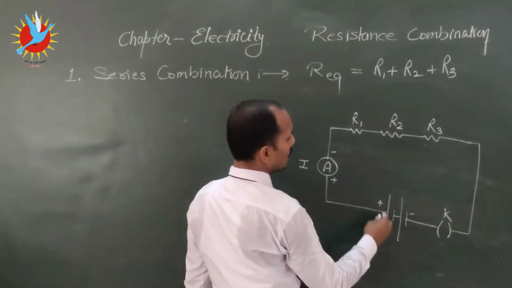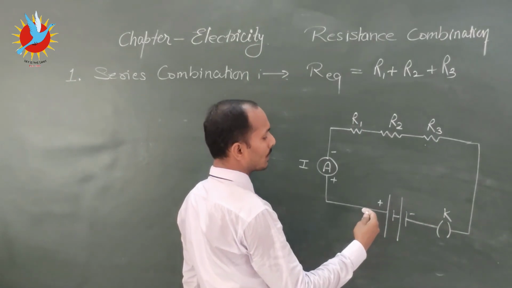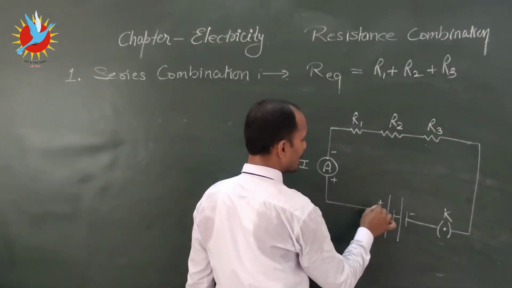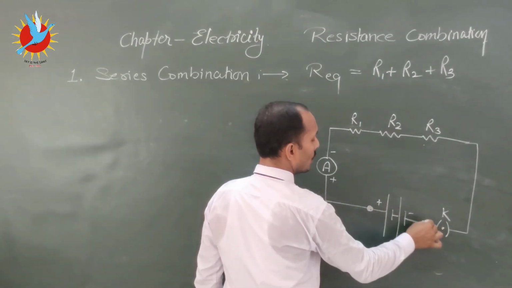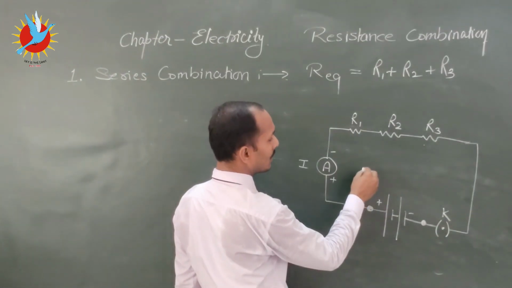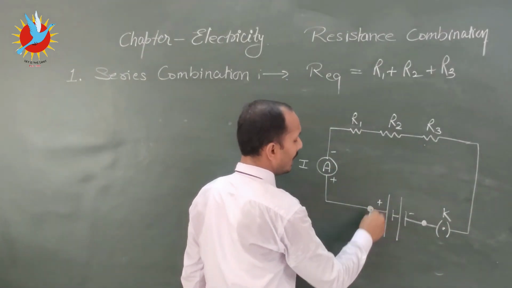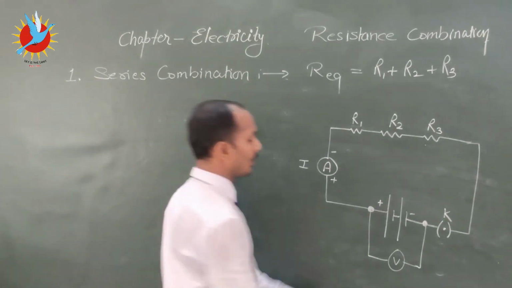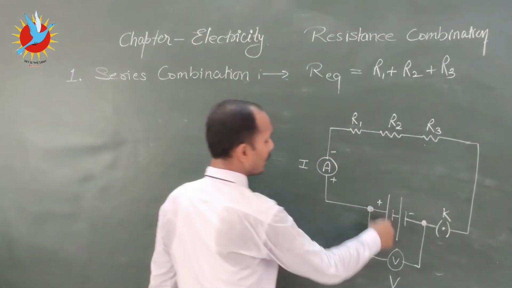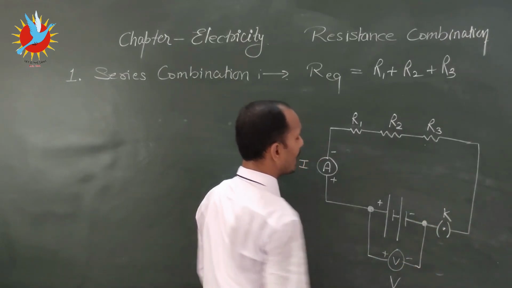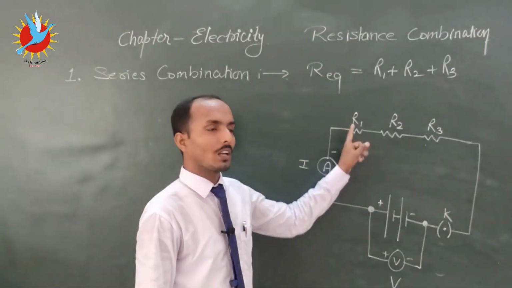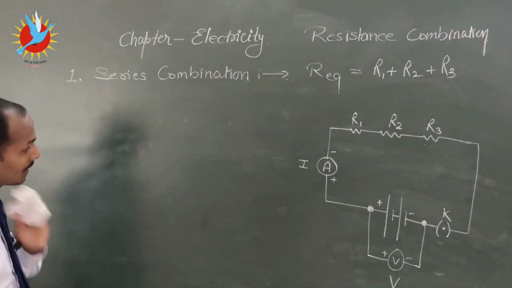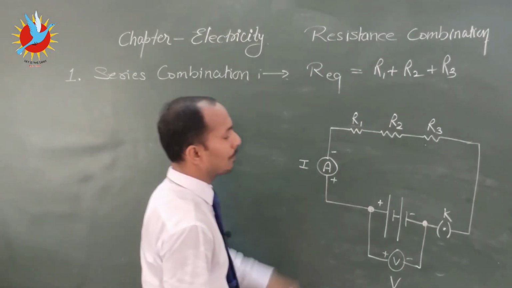Now I want to calculate the potential difference in this circuit. The total potential difference in the circuit is measured by a voltmeter, V. This is the voltmeter. Its positive terminal is always connected with the positive and negative with the negative. We know that an ammeter is always connected in series and a voltmeter is always connected in parallel. So this is the circuit diagram of series combination.